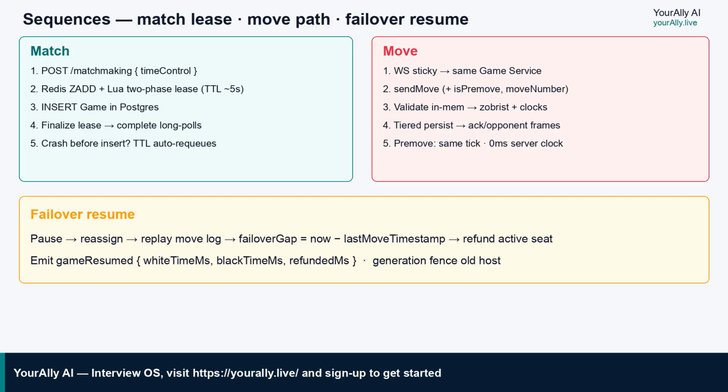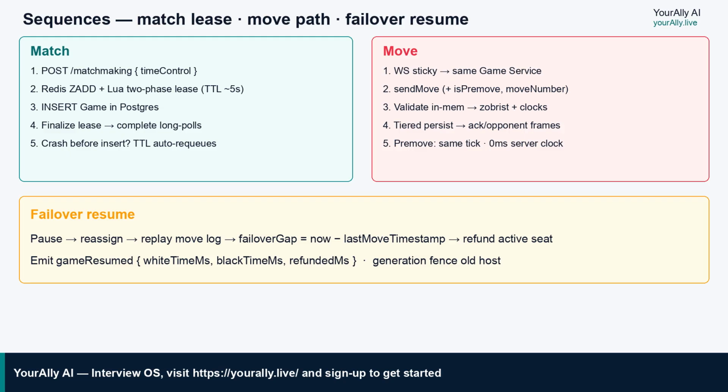Walk a disconnect. White socket drops mid-turn. Disconnection state starts an abandoned timer. Black sees a disconnect indicator, but the server still owns the position. If white returns before 45 seconds, resume. Clocks follow server policy you stated. If not, game end with abandon. Keep that separate from flag on time.